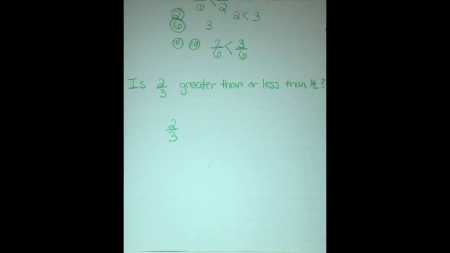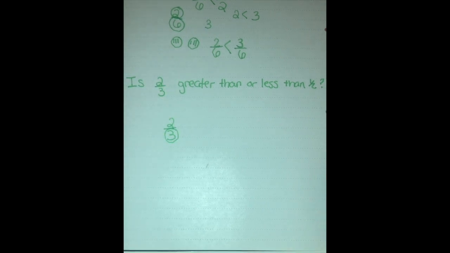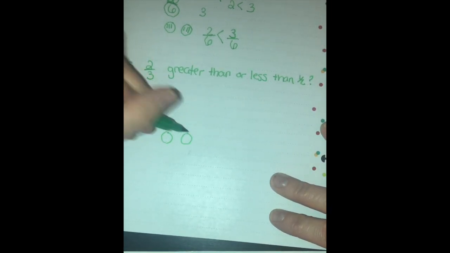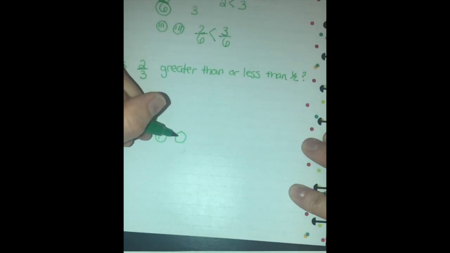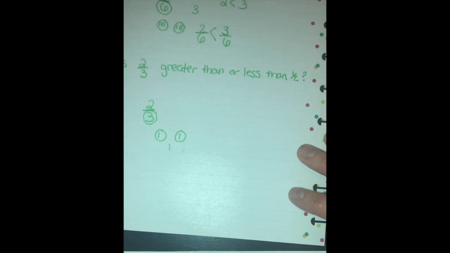All right, let's try a third one. So this time I'm asking myself, is 2/3 greater than or less than 1/2? So again, going through my steps, I'm identifying the denominator, which is 3, and I'm going to split it in half. Now 3 is an odd number, so I can't split it equally. I can do 1, 2, but then I'm going to have the third one left over.